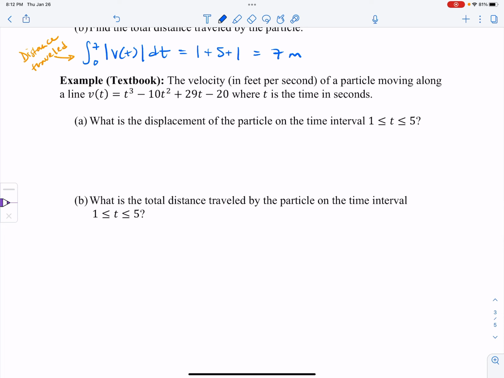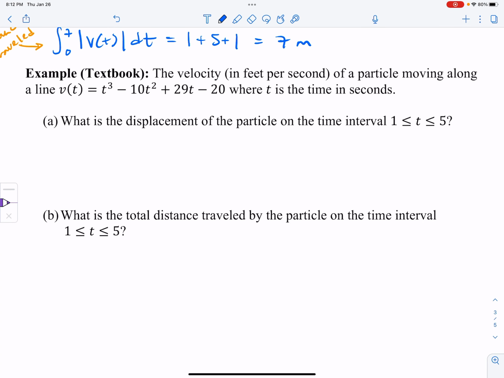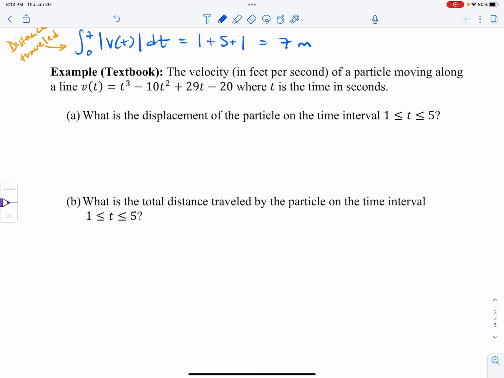And then I wanted to put a textbook example on here just so that you could see an example of finding displacement and total distance traveled with an equation. You'll have some of these in your practice problems. I think I'm going to do this one and then go get a drink of water and then make a second video.